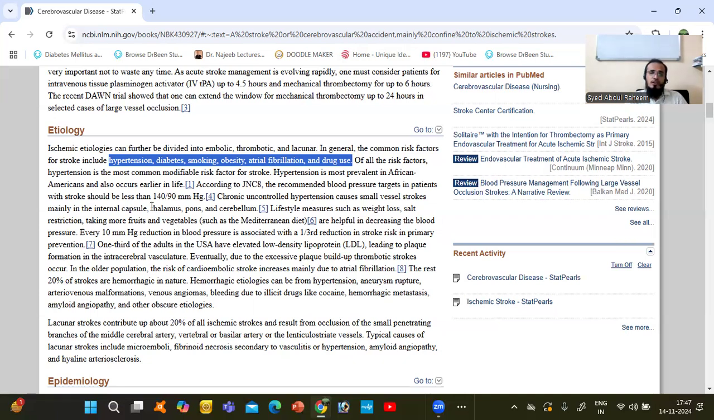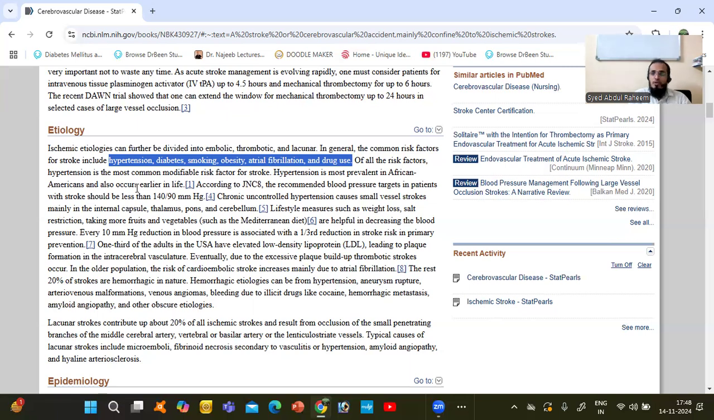Okay. So here the stroke patient will have not less than 140 by 90, not more than 140 by 90, so you need normal blood pressure. Sometimes chronic uncontrolled hypertension causes small vessel stroke. If there is high BP, you have small arteries in the brain, what will happen? They will rupture, mostly in the pons, thalamus, internal capsule, cerebellum, everything. So what do we have to do?